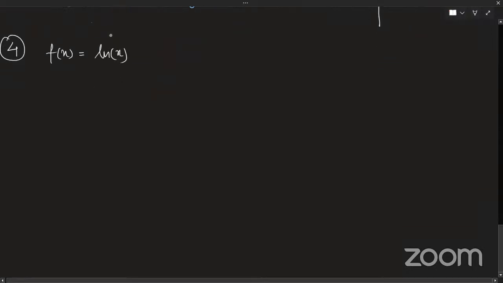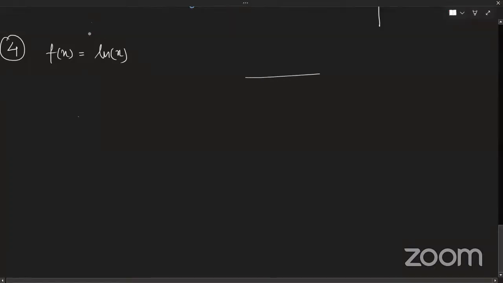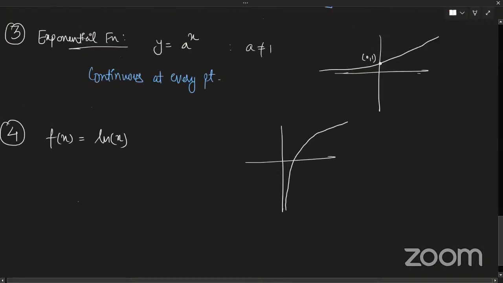Now let us think about ln x, natural log of x. If you all remember, how is the curve of ln x? It goes something like this. It is the mirror image of this curve along the line y is equal to x. So you have this line y is equal to x that makes 45 degrees with your x-axis and y-axis. So it is the mirror image of this.